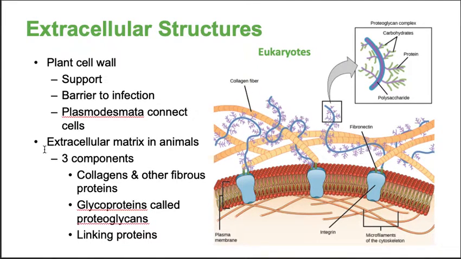Then in animal cells, we have the extracellular matrix that's made of collagen and other fibrous proteins. This helps with various activities, one of which is just to be able to form tissues, to have cells stick to each other. There are glycoproteins called proteoglycans, so proteo, protein, glycan, sugar, so proteins and sugars, okay? And then there are linking proteins as well. So we have this very diverse matrix that is outside of the cell. The cells will excrete these materials. They'll usually be anchored somewhere along the membrane, and these will carry out different roles for the cell.